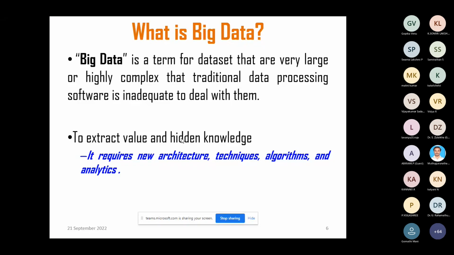Which means the resources we have in terms of architecture, algorithms, techniques, or analytical tools could not handle such data. Now the interesting thing here is that you have to extract some valuable insights from it. There may be huge hidden knowledge available in such a huge amount of data. So now you need to think about what kind of architecture we need to adopt, and what kind of technique, algorithm, or analytical tool we are supposed to use to overcome the difficulties we have with traditional resources.